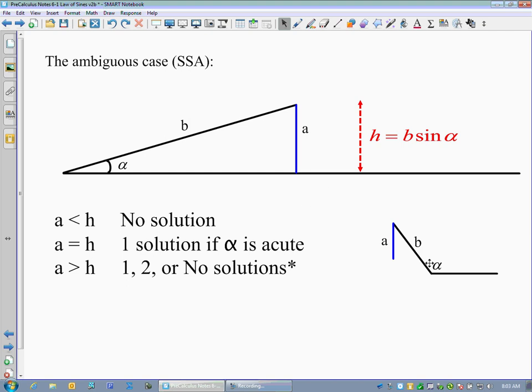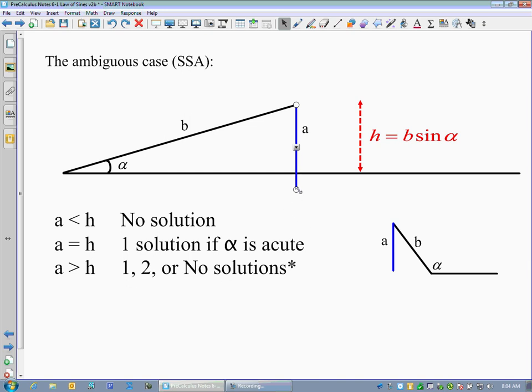And if alpha is obtuse, then by this visualization, a could equal h, which it does here, but notice how if I swing it over, I still can't make a triangle with it. So if a is equal to h, you do have a solution if alpha is acute, but if alpha is obtuse, then you still have no solution. Now if a is greater than h, this is the one you have to be careful of, because you could have one, two, or no solutions.